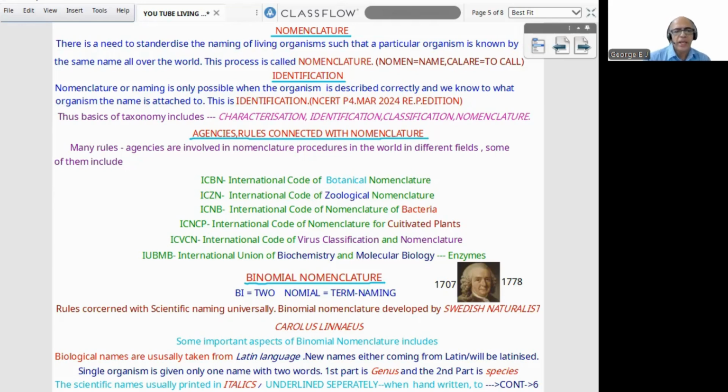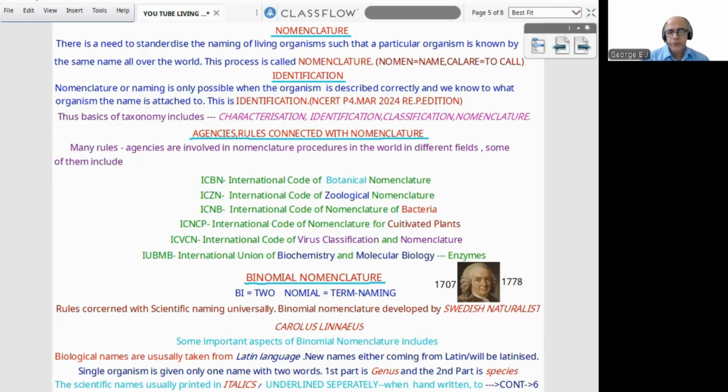Second term for us is identification. Nomenclature or naming is only possible when the organism is described correctly and we know to what organism the name is attached. And this is called identification. Again, NCERT, page number 4. So NCERT statements, theory, NEET exam, fill in the blank type question.